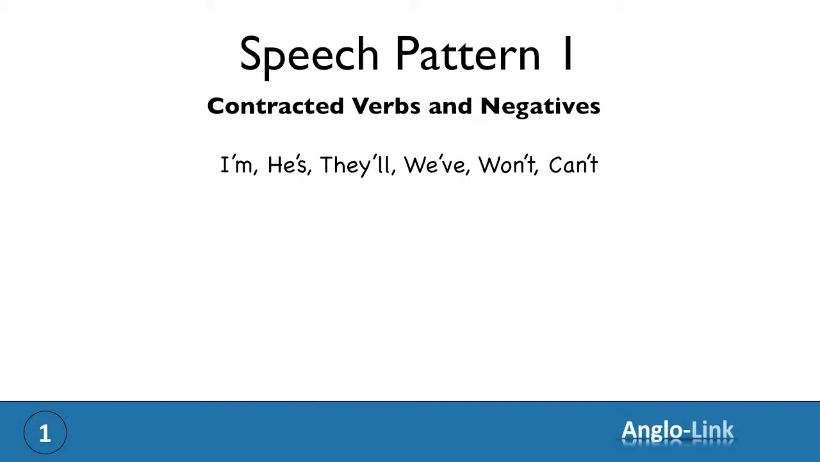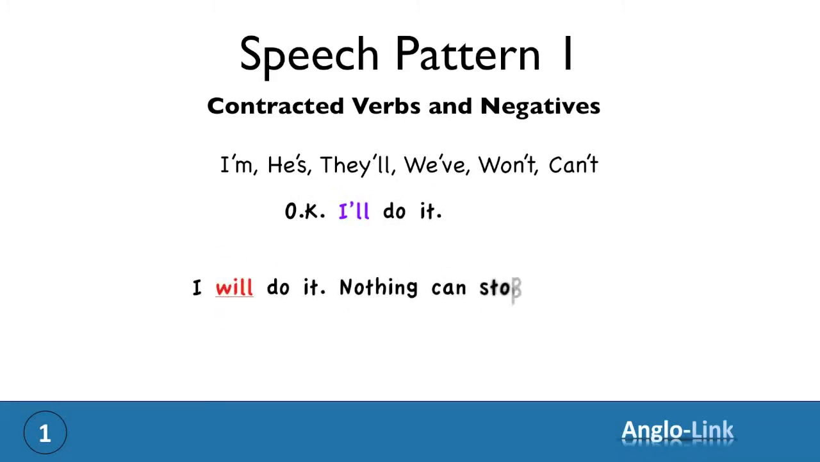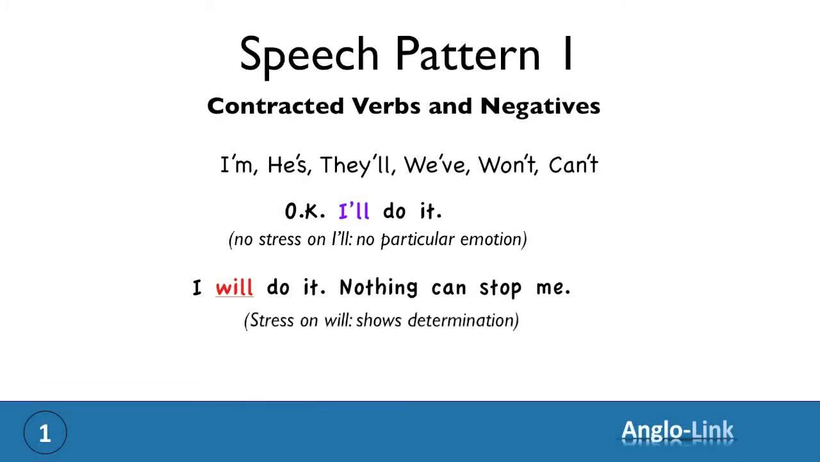What is important to remember is that native speakers always use these patterns when they speak, except when they want to stress a point. That is why there is a difference in tone and meaning between "Okay, I'll do it" and "I will do it. Nothing can stop me." When we use the contraction, there is no stress. On the contracted form, there is no particular emotion. In the other example, when you've used the full form, "I will do it," you want to show determination.